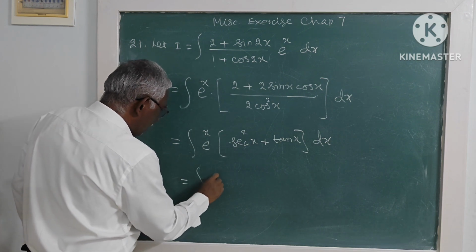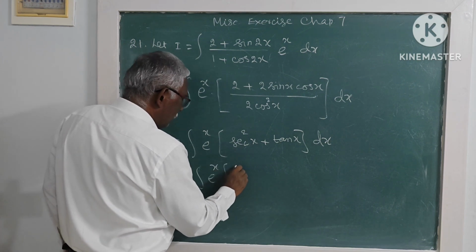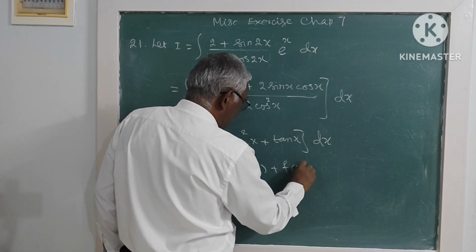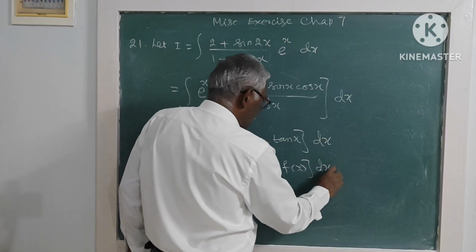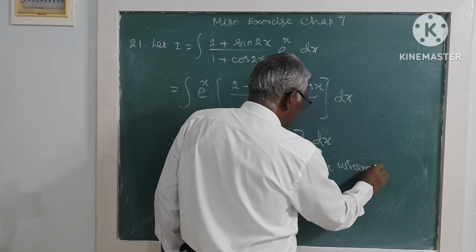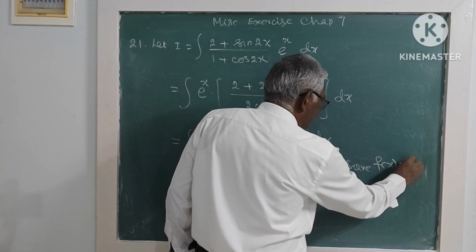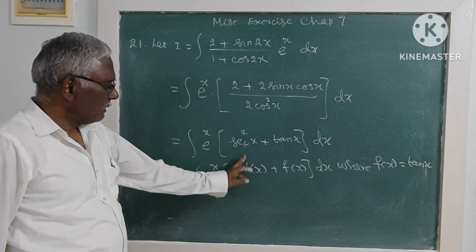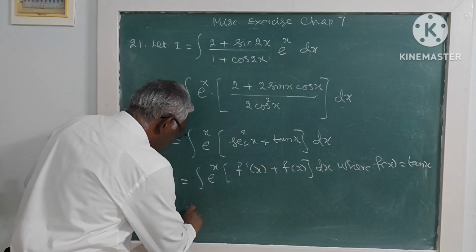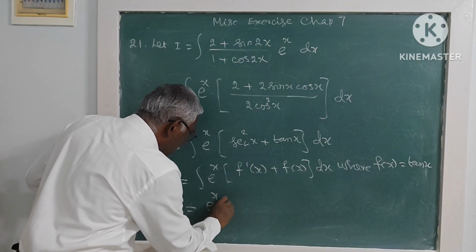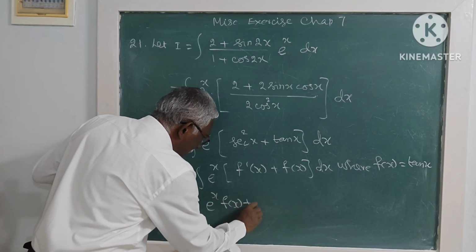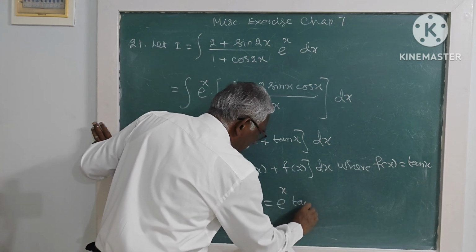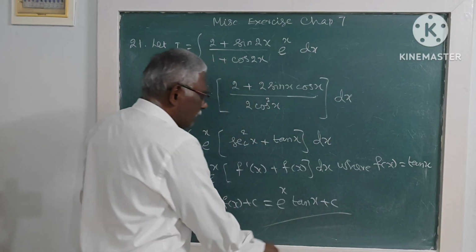So this becomes integral e power x into f dash x plus f of x dx, where f of x is tan x, f dash x is secant square x. So the value of the integral will be e power x into f of x plus constant, that is e power x into tan x plus constant. So this is the answer.